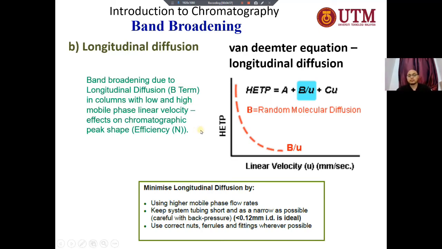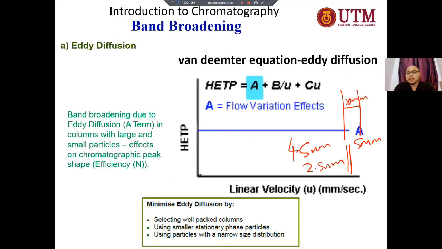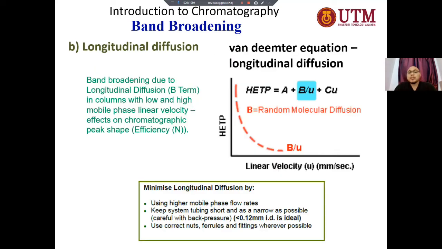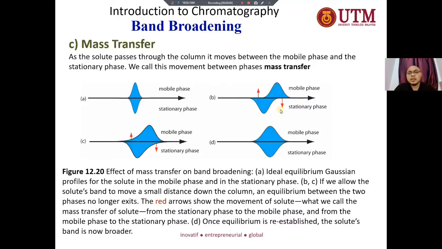Okay, that's it about longitudinal diffusion. We already learned about the multiple path, or what we call eddy diffusion. The next one we will learn about is mass transfer. The last source of band broadening is mass transfer.